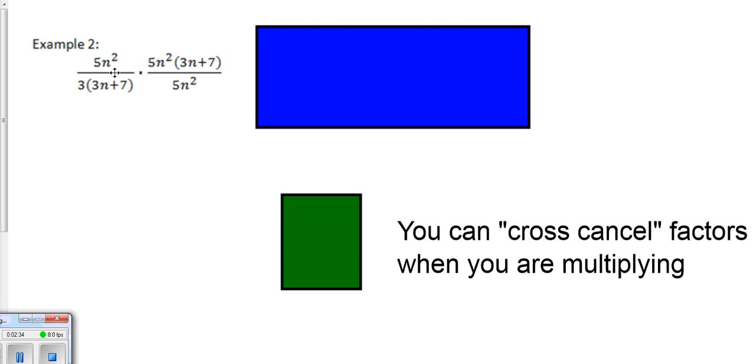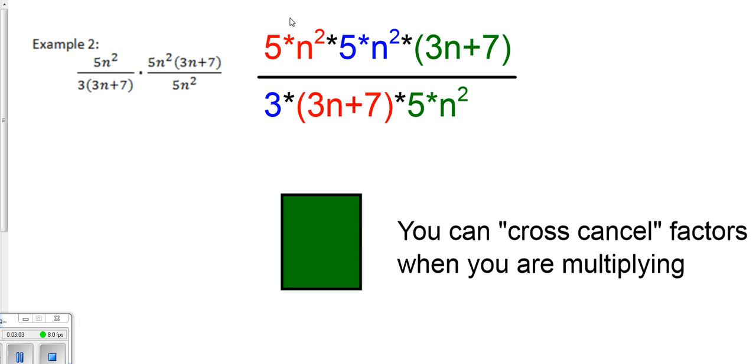Example number 2, we've got 5n squared over 3 times 3n plus 7. So on top we have just the one term. On bottom there are already two factors separated there. This is being multiplied by 5n squared times 3n plus 7. So again, two factors there, all over 5n squared. Now, if we were to spell this all out, it would look something like this. 5n squared is 5 times n squared. This 5n squared is times another 5 times n squared. And this 3n plus 7 is right here. All of these factors are on bottom as we go here.